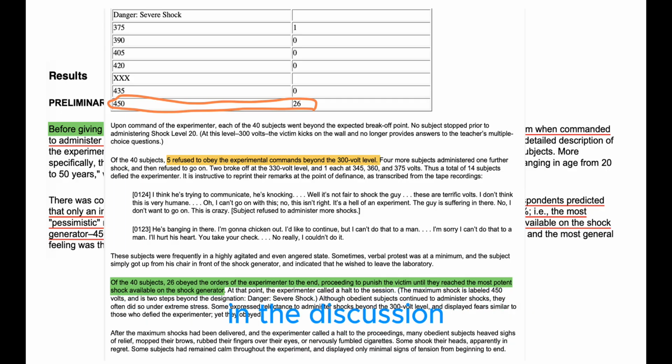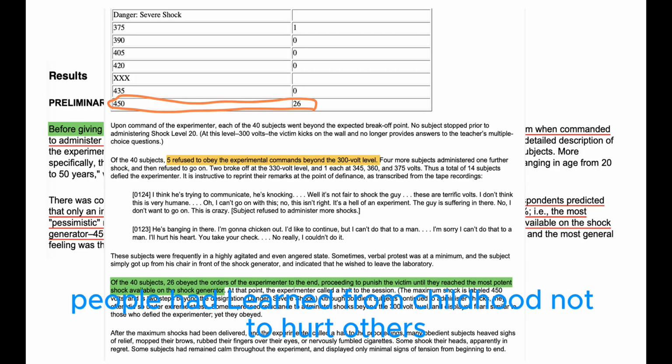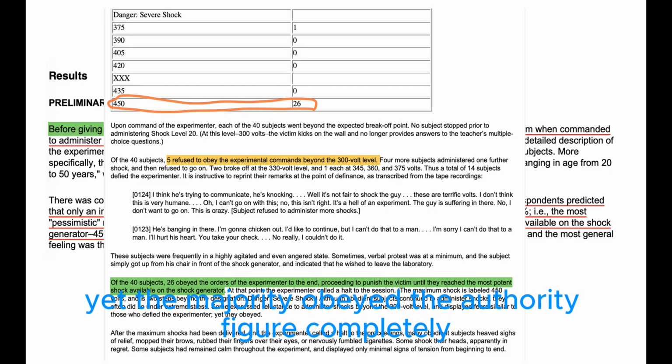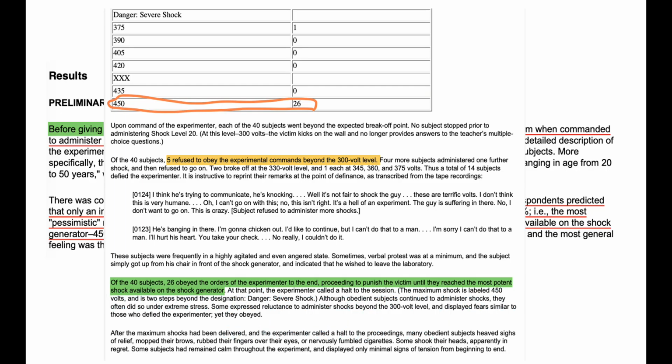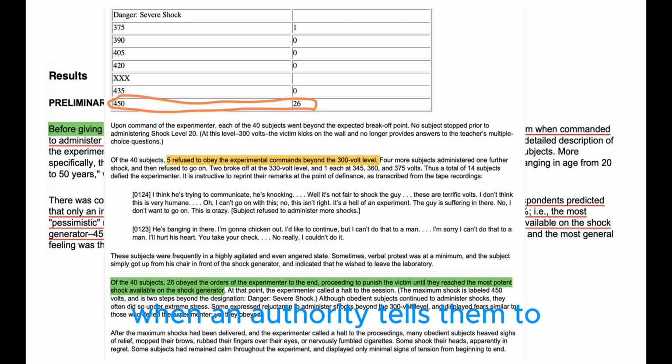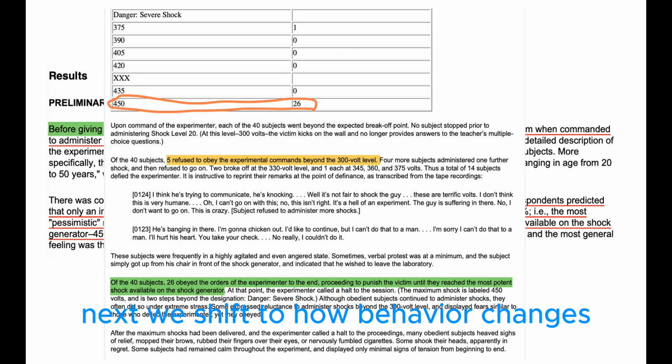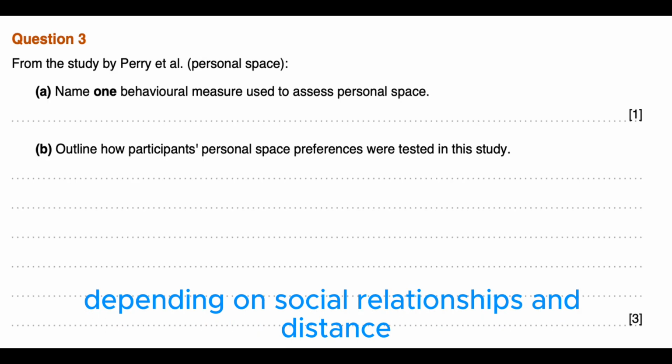In the discussion, Milgram emphasizes how surprising this was. People had learned from childhood not to hurt others, yet the majority obeyed the authority figure completely. This is the main conclusion of the whole study. Ordinary people can be led to commit harmful acts when an authority tells them to. So here, behavior is influenced by authority. Next, we shift to how behavior changes depending on social relationships and distance.